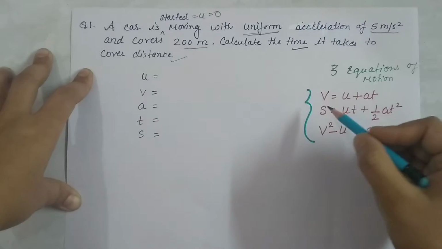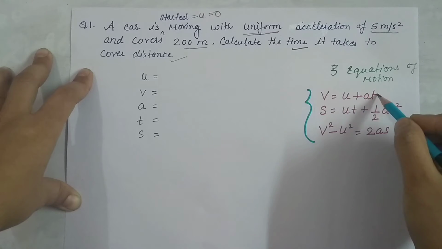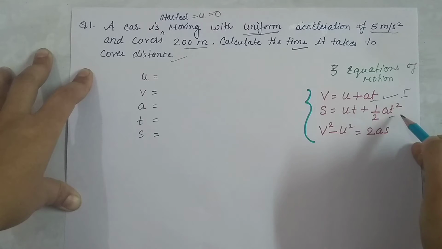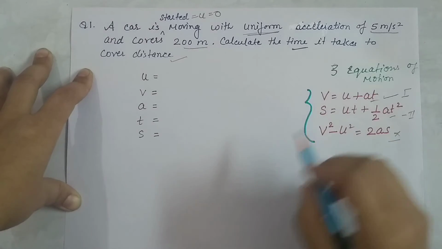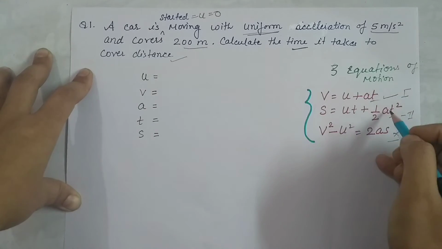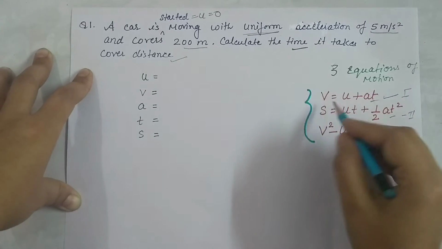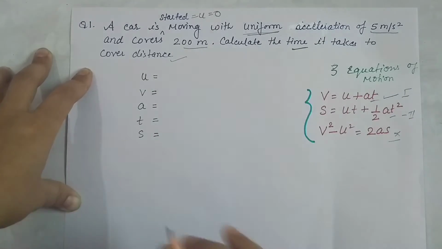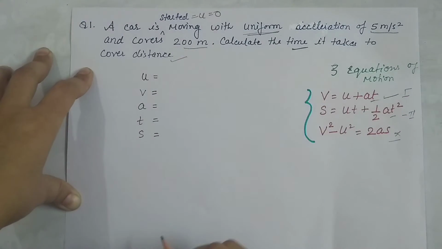But when you look in the equations, the time is given everywhere. In the first equation also you will get the time, in the second equation also the time is there, but in the third there is no time. So basically here we have to calculate the time. We will find out which equation is going to help in doing this numerical. So first, we will write the things given.